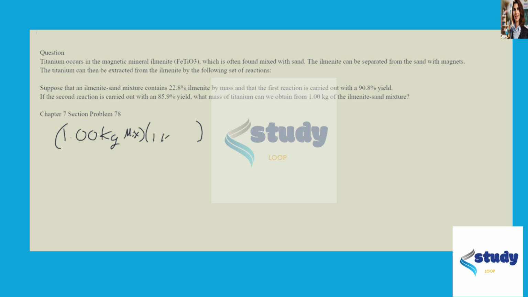first of all, 1 kilogram, we can convert to grams by saying that there's 1,000 grams for every kilogram. And what we're saying is that the first mixture, which contains both ilmenite and sand, if there's 100 grams of that, then 22.8 grams of that mixture is going to be ilmenite.